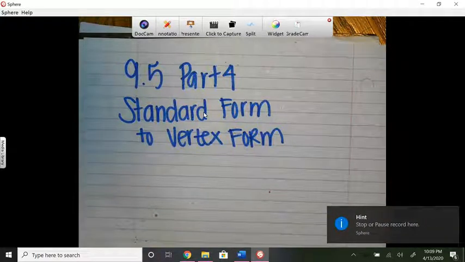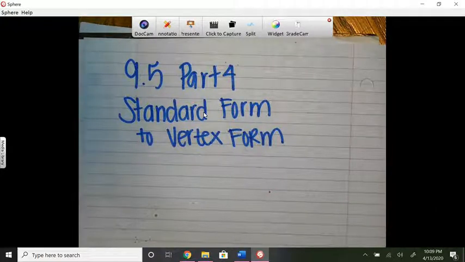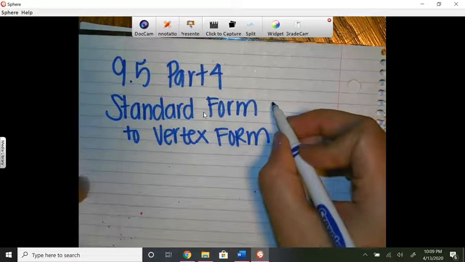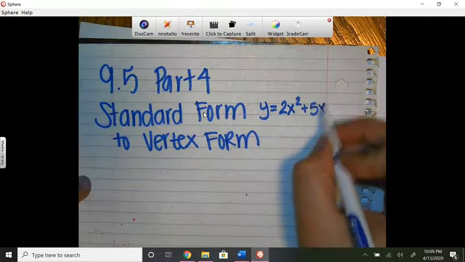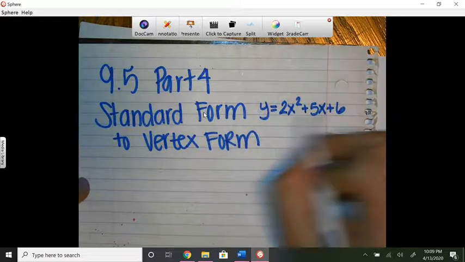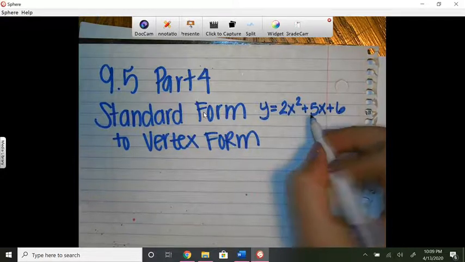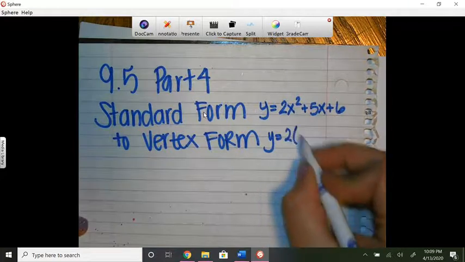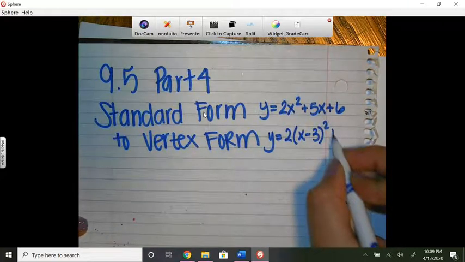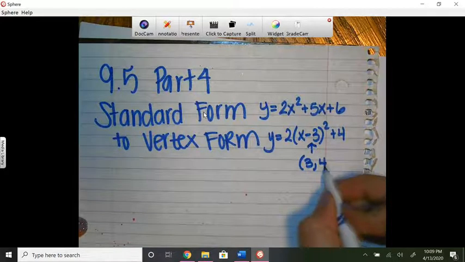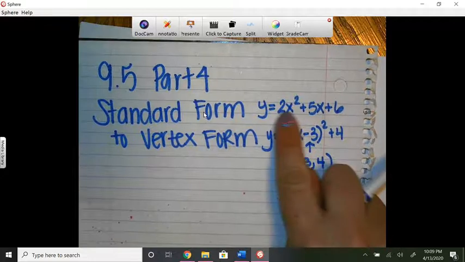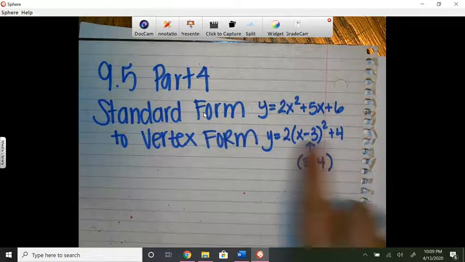This video will go over how to take a function or an equation that's written in standard form and convert it to vertex form. So again, standard form would look something like y equals 2x squared plus 5x plus 6. And when we look at this, we can't identify the vertex. But if the equation was written like this, then we would know the vertex would be 3, 4. So we're going to take something that looks like this and convert it to something that looks like this.